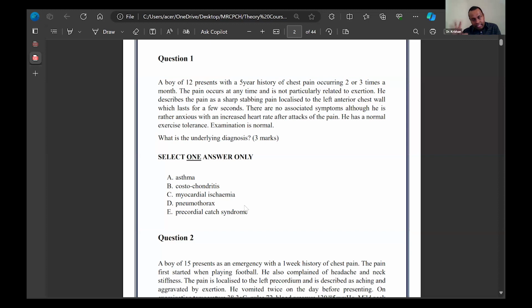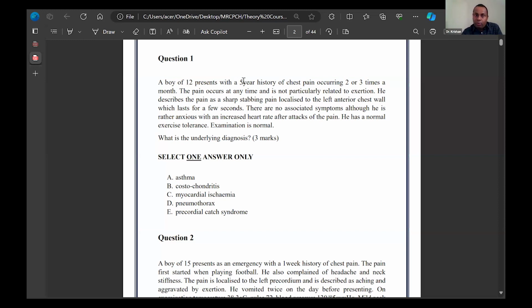So here, what they tested was to see if we know how to evaluate children with respiratory problems and how to evaluate chest pains, right? So this question might come in a different way, right? Examiners might change the wordings and then they can make it a completely different question.